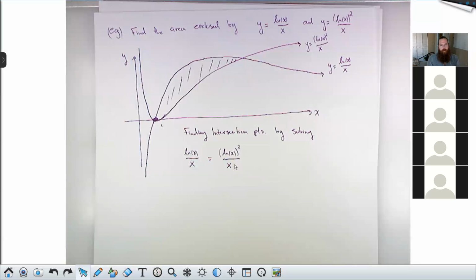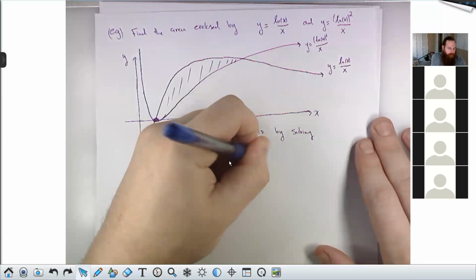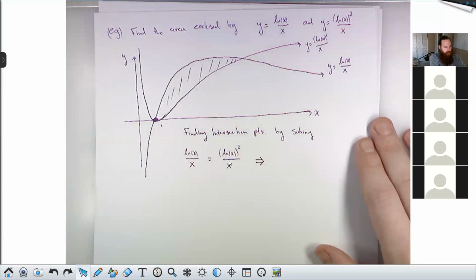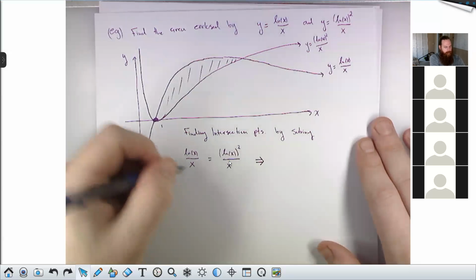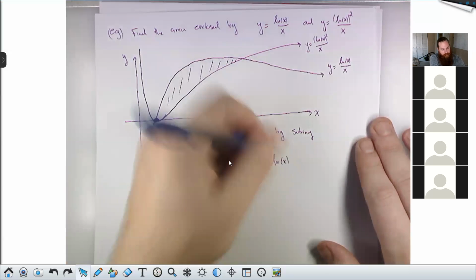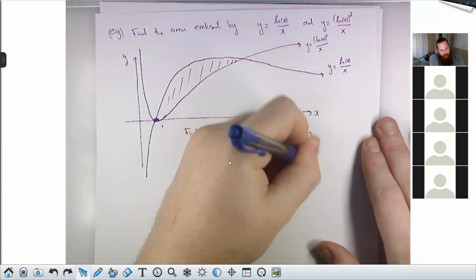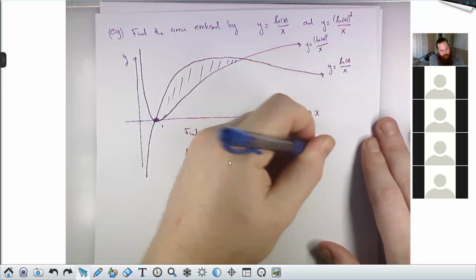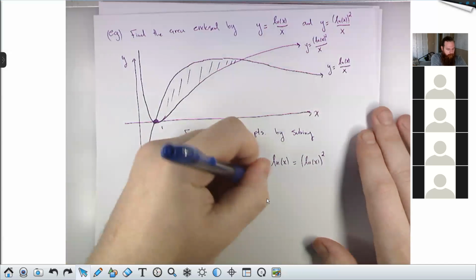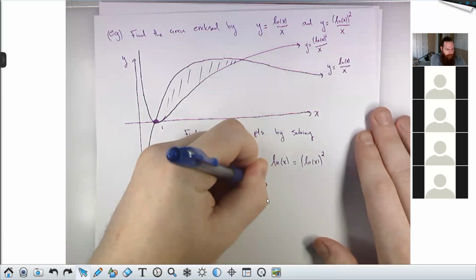Neither of these functions are defined when x is equal to 0. So I'll start by multiplying both sides by x and canceling those. We're just trying to get these intersection points out. So I multiply by x, that cancels, multiply by x, it cancels, and you get ln x equals ln x all squared. Which is a funny looking equation. You might not have seen a lot of equations like this, but if you just follow your nose, everything will come out fine.